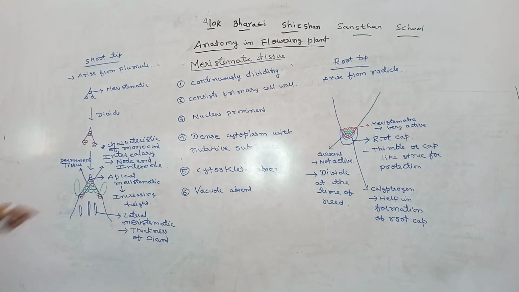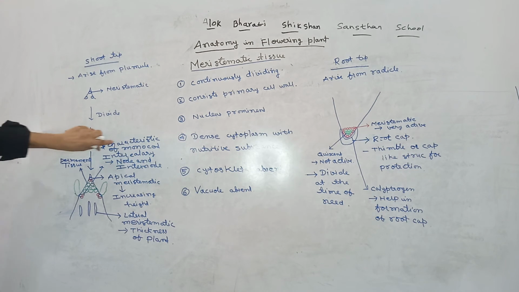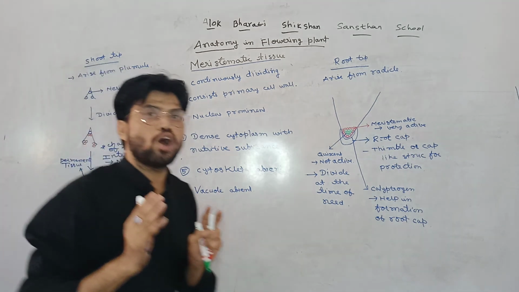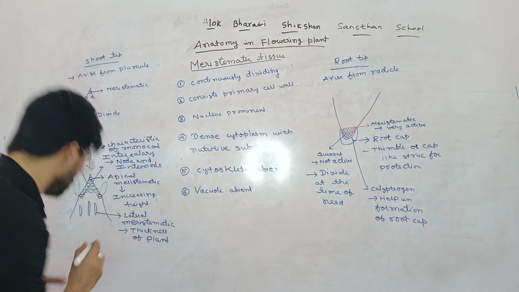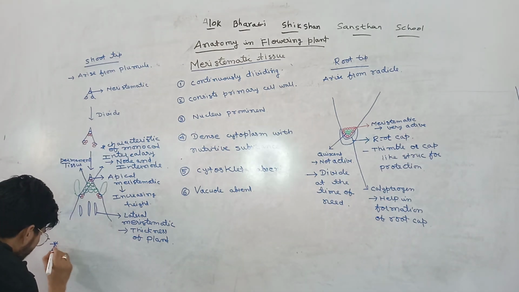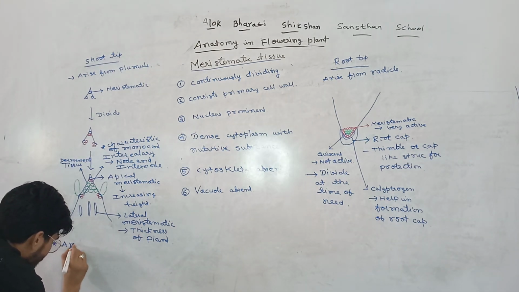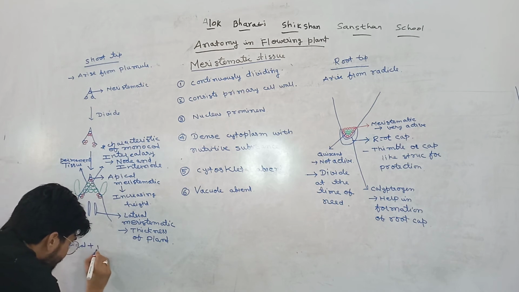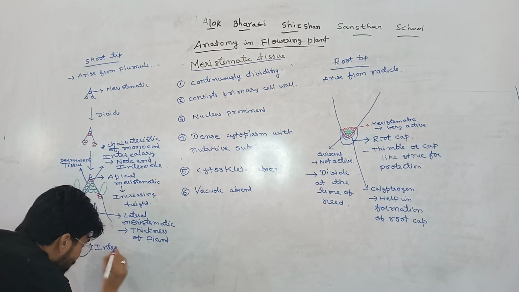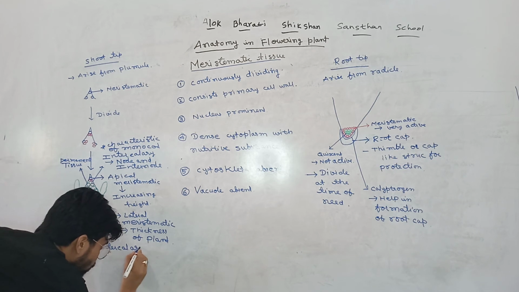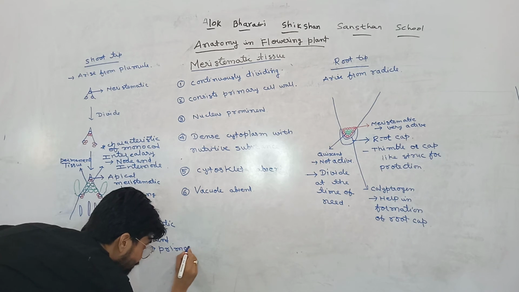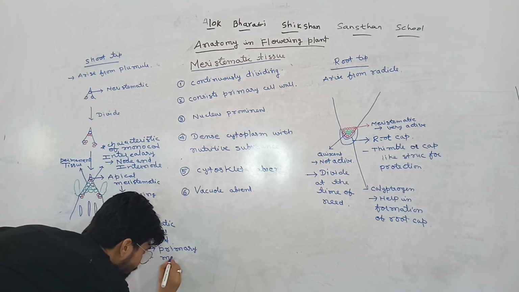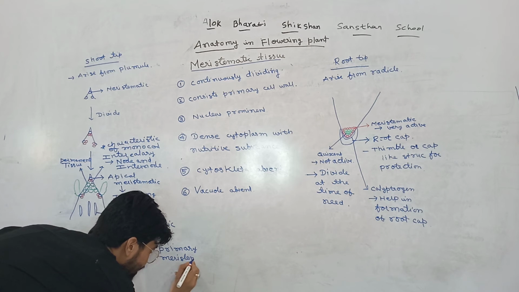Now, my dear student, this apical and intercalary form at the primitive stage, form at the early stage, so it is known as primary meristematic tissue. So here I am writing one more point, that apical plus intercalary form at the primitive stage, so it is known as primary meristematic tissue.